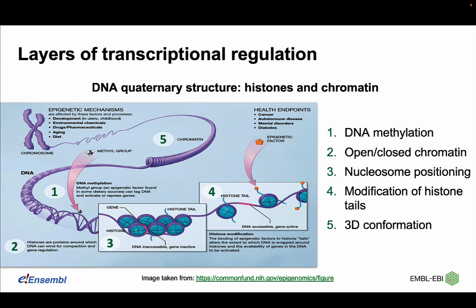Regions of chromatin that are more loosely packed are associated with transcriptional activation because the DNA is more accessible to transcription proteins. We also know that the position of the nucleosome and the modification of histone tails, so post-translational modifications like acetylation and ubiquitination themselves, can affect the transcriptional regulation. And then finally, the actual 3D conformation can also regulate gene expression.